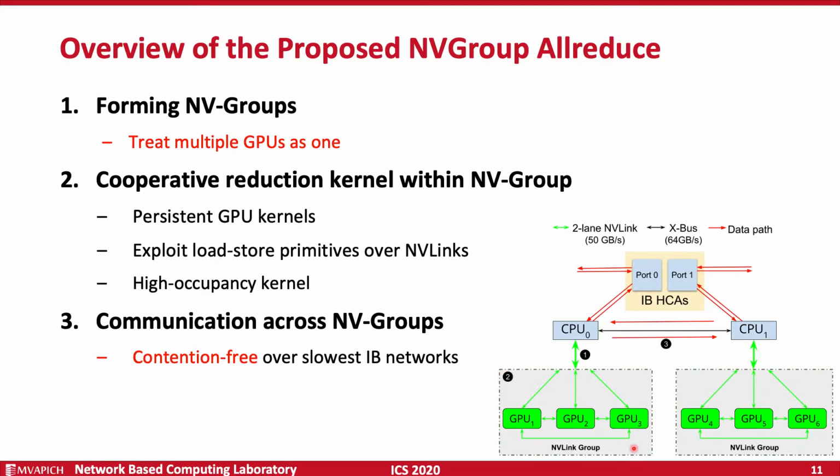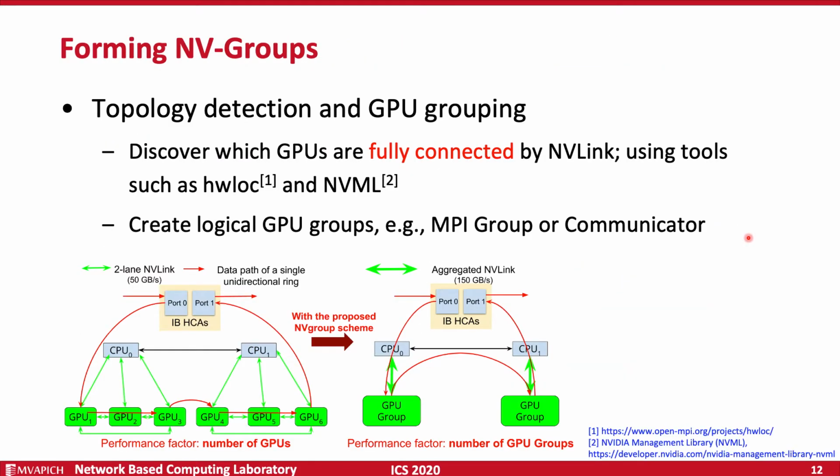Then once you can utilize all the NVLinks within this group, the next step is how you do the communication across the NV groups. Here we employ the ring-based contention-free algorithm over this slower IB network. So let's go through it one by one.